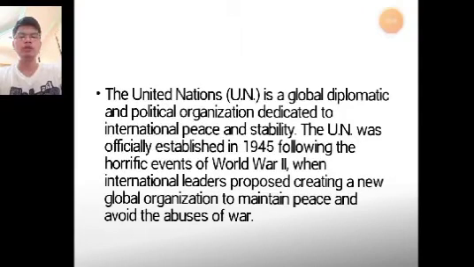The United Nations, or UN, is a global diplomatic and political organization dedicated to international peace and stability. The UN was officially established in 1945 following the horrific events of World War II, when international leaders proposed creating a new global organization to maintain peace and avoid the abuses of war.